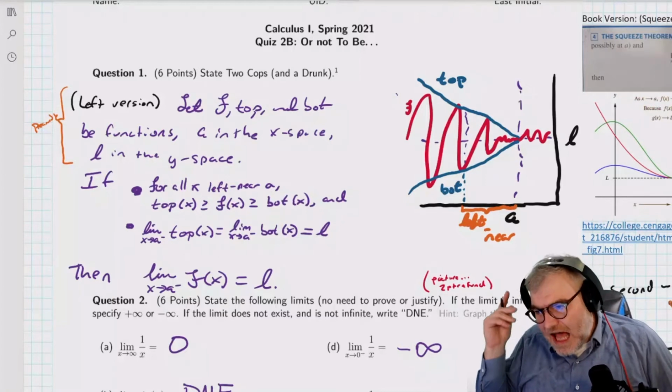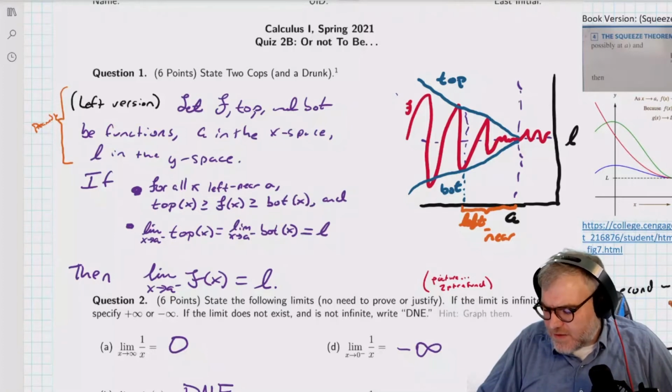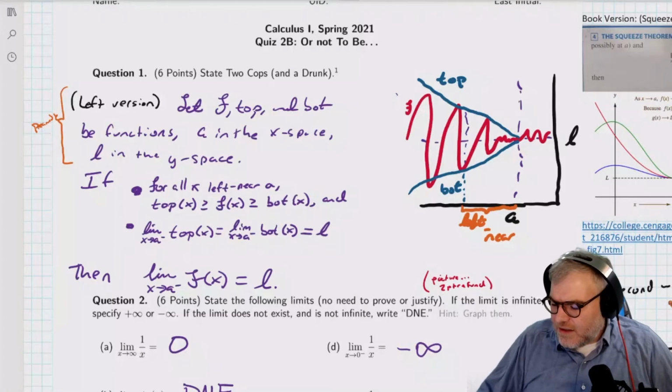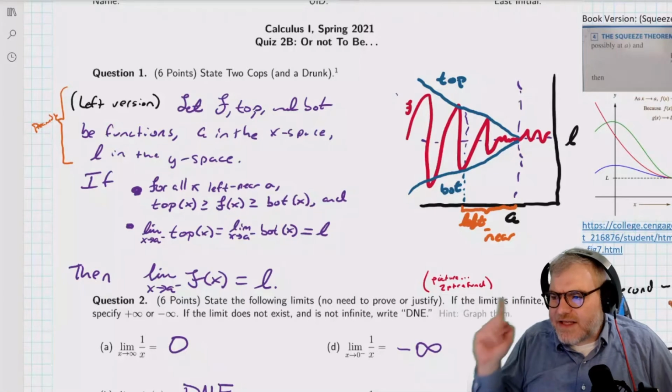Now, the way that I remember this theorem, I don't remember the words. Here's what I remember: there's a top function, there's a bot function, and there's some function that's drunk, in the middle, hence two cops, top and bot, and a drunk, f. As top and bot head to a, they go cleanly in the y space to L. So as x goes to a for top and bot, y goes to L. f is trapped between them at some point and stays there. So, left near, I've got this. Okay? So 1 to 5, how do we feel about the picture?